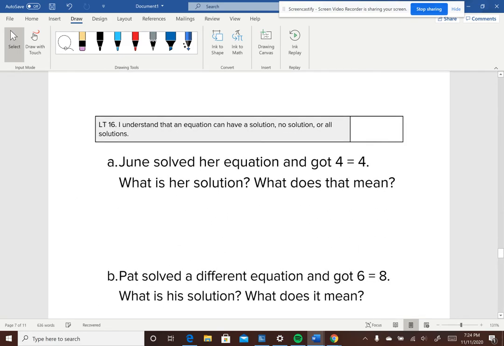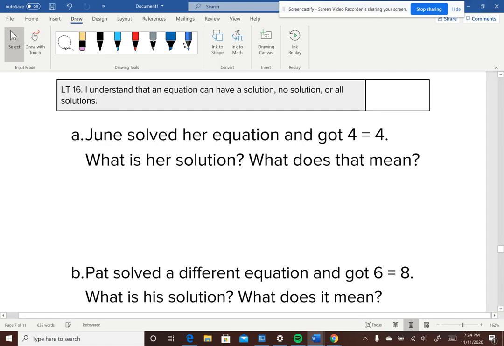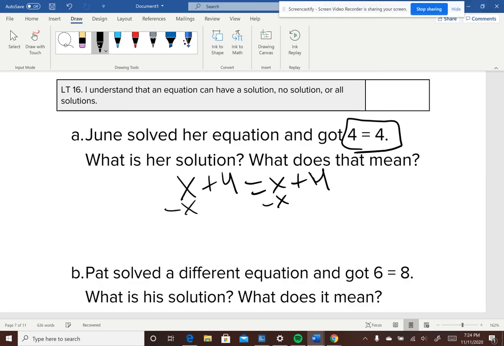All right. Moving on to 16, I understand that an equation can have a solution, no solution, or all solutions. So June solved her equation and got 4 equals 4. What is her solution? What does that mean? Okay, now imagine that before she solved her equation, it was like x plus 4 equals x plus 4. And let's say we wanted to subtract x from both sides. Like, I'll give you an example in a bit, but here we'd have these x's cancel out, these x's cancel out, so we'd have 4 equals 4.